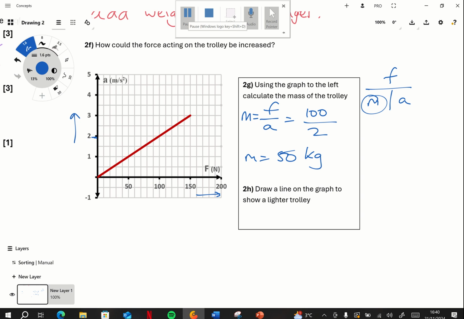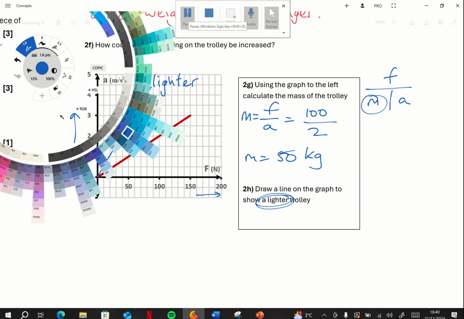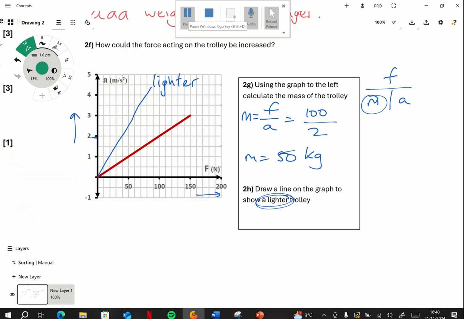Well, the next part is it says draw a line to show a lighter trolley. Well, a lighter trolley with the same forces applied, 50, 100, 150, is going to accelerate more. So all I've got to do is draw a straight line. There, this would be a lighter trolley. If I had a heavier trolley, it's going to be more difficult to accelerate. That would be a heavier trolley.